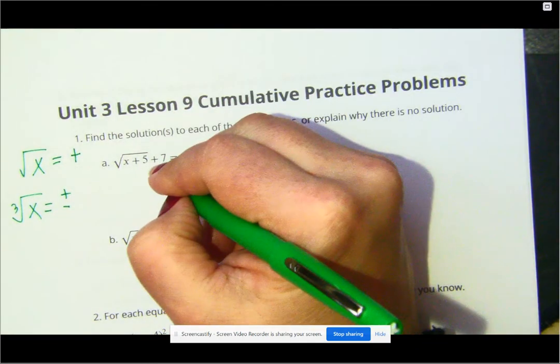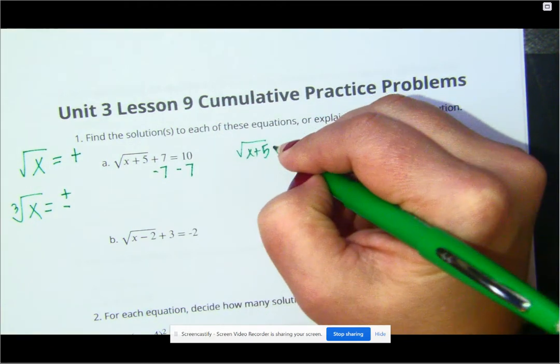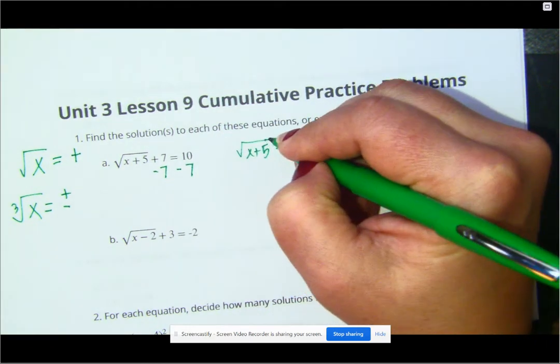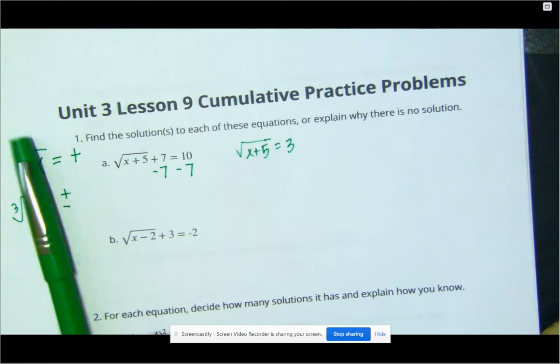So I'm going to subtract 7, and I get the square root of x plus 5 equals 3. Everything's looking okay because this is positive and that says positive. You could do this mentally.